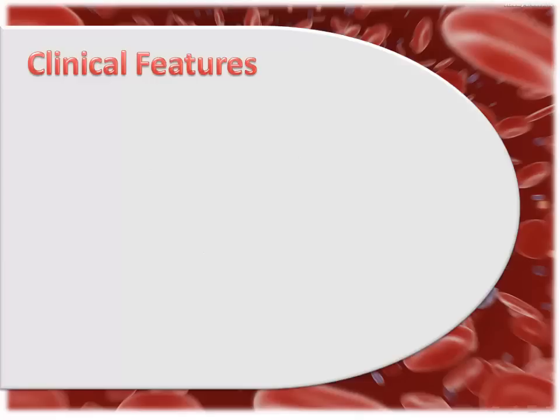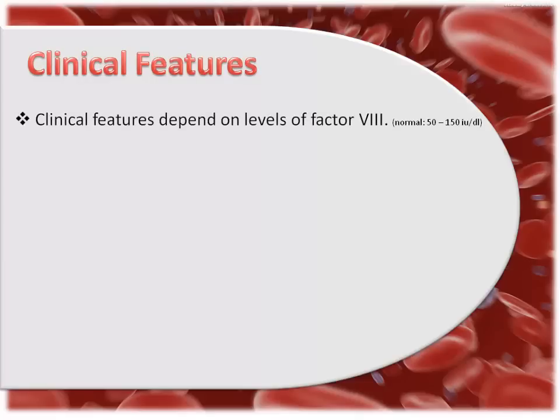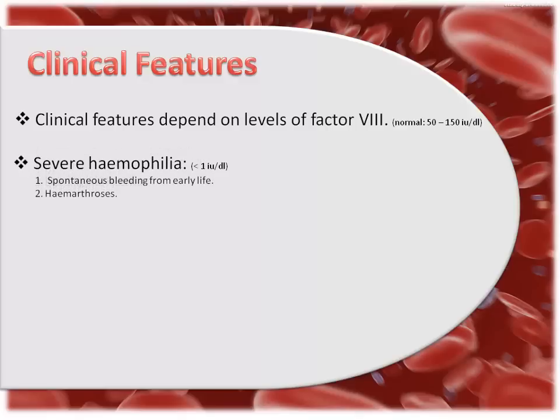Talking about the clinical features of hemophilia A. The clinical features of hemophilia A are totally dependent upon the levels of factor VIII in the blood. The normal level of factor VIII in the blood is between 50 to 150 international units per deciliter. Severe hemophilia is characterized by a level of factor VIII less than 1 international unit per deciliter. And the clinical features that we see here are spontaneous bleeding from early life, hemarthrosis, and bleeding into muscles.